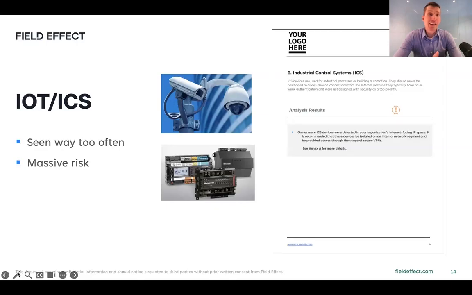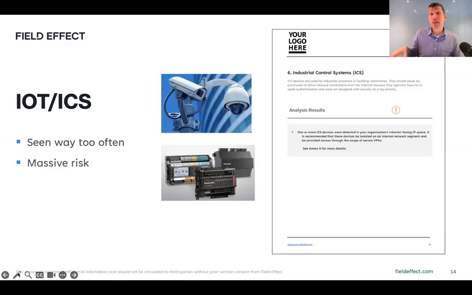Why is this a risk? Oftentimes, these devices are running protocols that predate the internet. So there's no authentication, there's no encryption, no concept of security in these devices. For IoT, like cameras, they're often running end-of-life web servers. They don't have the ability to be patched, to be security upgraded. So these are devices that should never be directly connected to the internet.